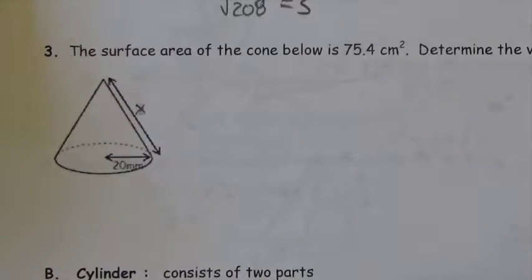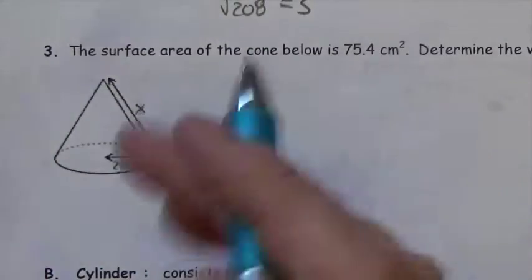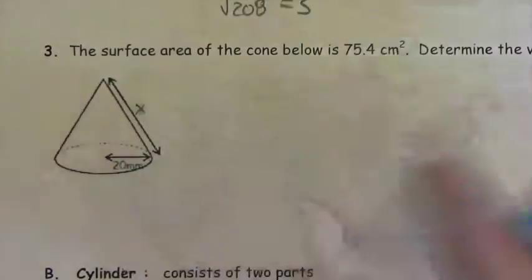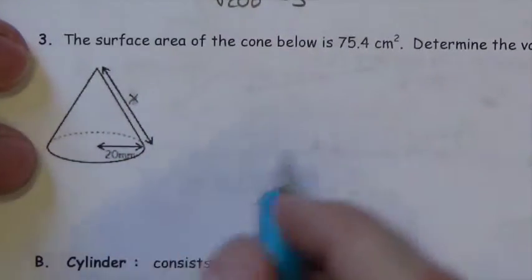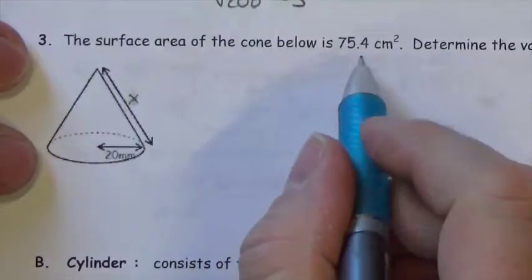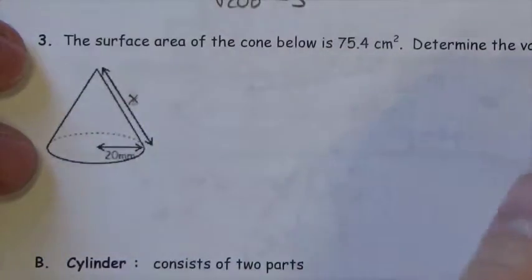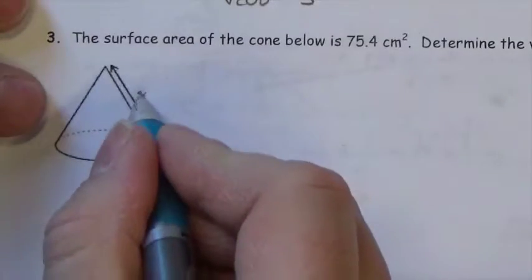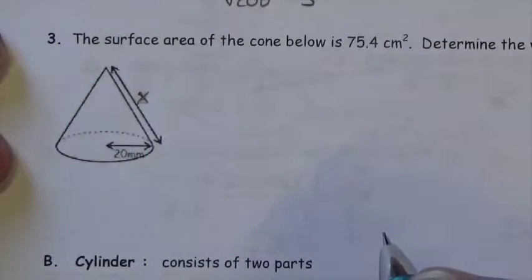All right, so this question right here is a really good assessment question because it's requiring that you go backwards with it. Actually, there's a few things in here, but mostly it's about undoing the algebraic steps to solve for a specific variable. So in this case, we're given that the surface area of the cone below is 75.4 centimeters squared. And we want to determine the value of x, which in this case is the slant height of the cone, to the nearest tenth.